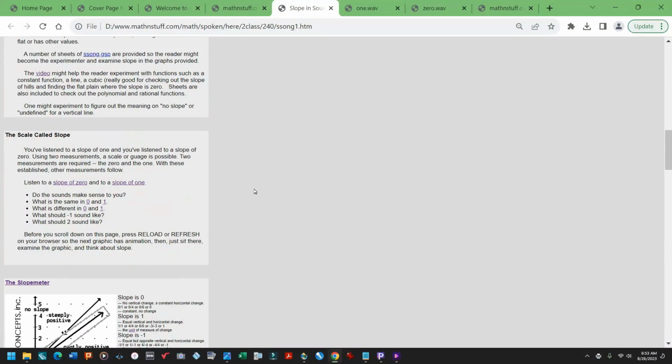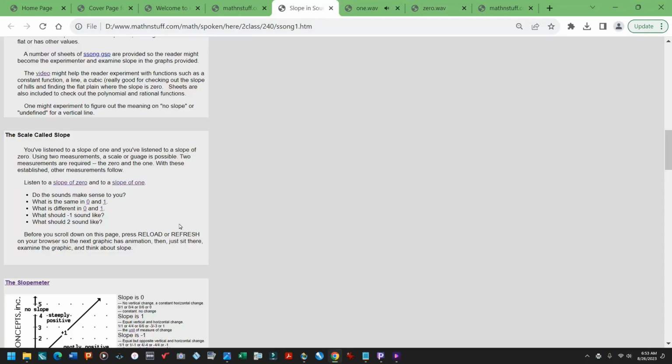Slope is a measurement. The symbol is M, and here are some numbers that you should be familiar with. Again, a slope of 0. Again, a slope of 1. Now consider, what's the difference between them? How about what should a slope of -1 sound like?